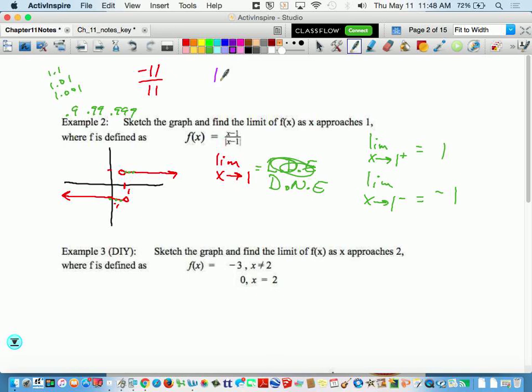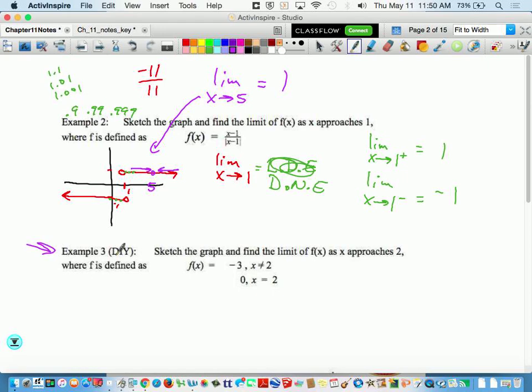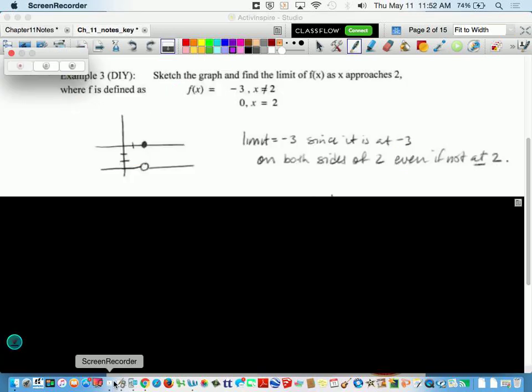What's the limit as x approaches 5? 1. Because here's 5. And if I approach here and I approach there, where are we at? 1. 1. So it's whatever y line you are on, whatever horizontal line. Alright, so example 3, do that quickly. It's a DIY. Graph it, talk about it, write it down.